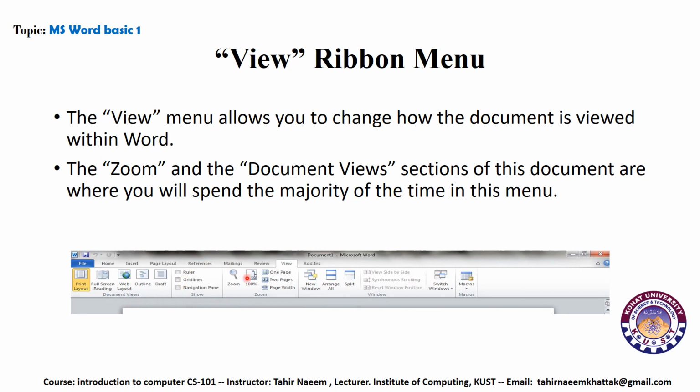While this is the show group: ruler, gridlines, navigation pane. This is an option to check or uncheck, so if you want the ruler, then a ruler will be available to us. The other feature, zoom, means how it should appear to us, while windows is how the windows will appear to us, while macros is how macros should be available to us.